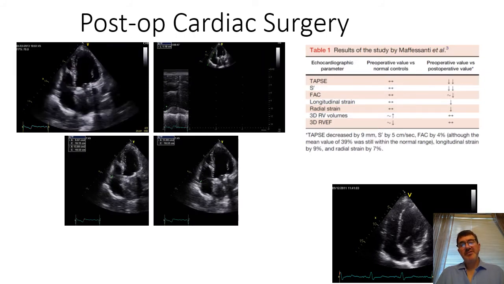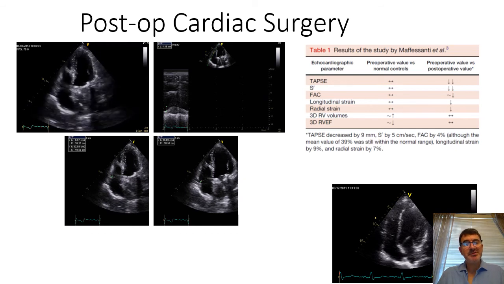Another example of discordant values is in the post-op cardiac surgery state. If we look at the upper left panel, we can see that the base to apex motion, or the longitudinal motion of the right ventricle, is impaired. If we were to actually measure this using our TAPSE, we can see the TAPSE is significantly reduced at 12 millimeters. But if we look at our fractional area change, it's in fact at lower limits of normal.